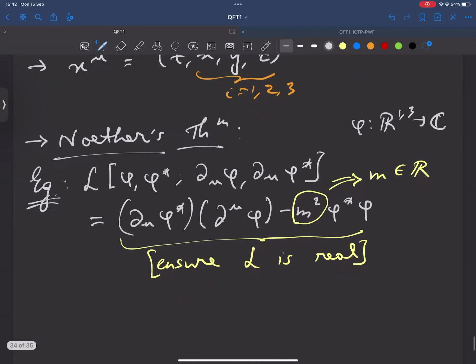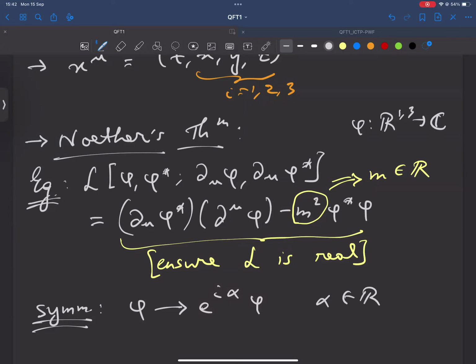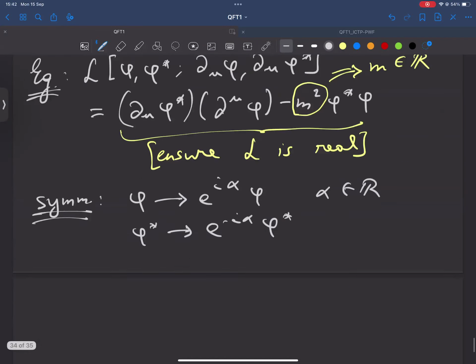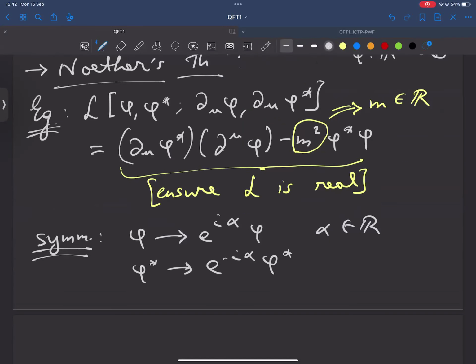Now let's talk about what the symmetries of this action are. You see that if you take phi and transform it to e to the power i alpha phi, where alpha is real, and you do the opposite for its conjugate, then the action, and actually in this case L, is invariant.